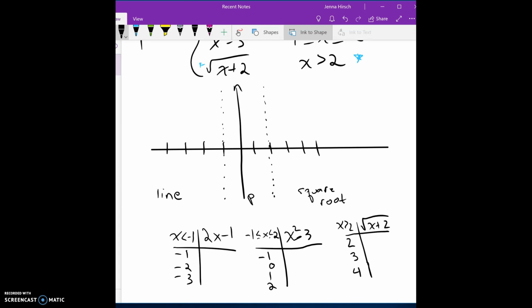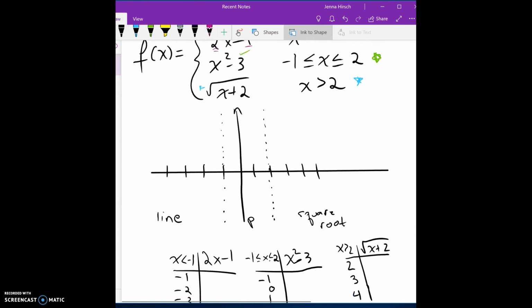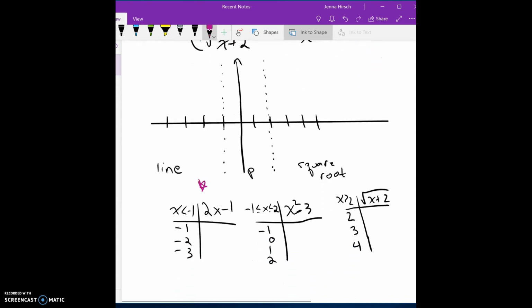So let's try substituting in. We'll go back to the first one. I'm going to substitute in -1 for x. We have 2 times -1 minus 1, that gives us -3. When we put in -2, 2 times -2 minus 1 gives us -5. When we put in -3, 2 times -3 minus 1 gives us -7. So here are three ordered pairs. We know that y equals 2x minus 1 is a line.